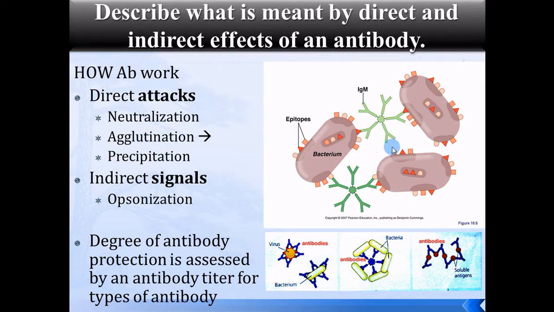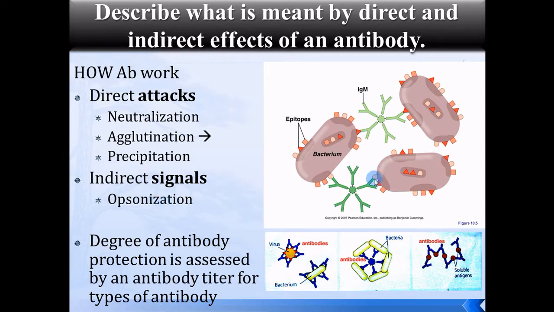Direct attack isn't very powerful. An antibody directly attacking these holds them in place, but a lot of times it doesn't actually do the killing, so that stuff can just sit there for a while. Indirect signal would be opsonization. And opsonization, like I said before, is kind of like buttering the bacteria so that other cells love it.